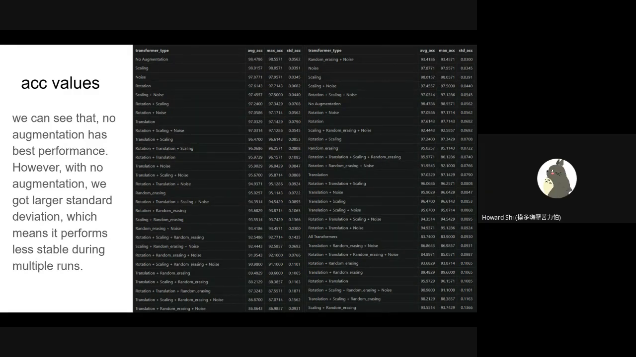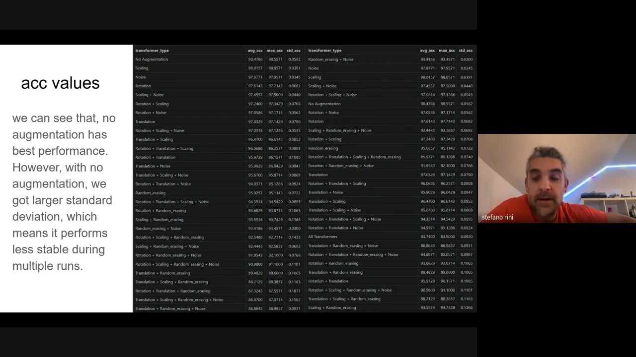Okay. The runs without augmentations have a larger standard deviation also. It means the model's performance was less stable across multiple runs. Okay, I think next page. It's a tuning issue. Yeah. Can you go back one slide?